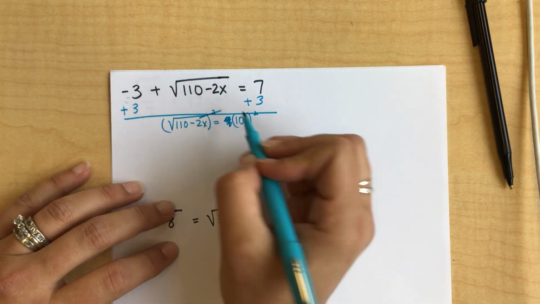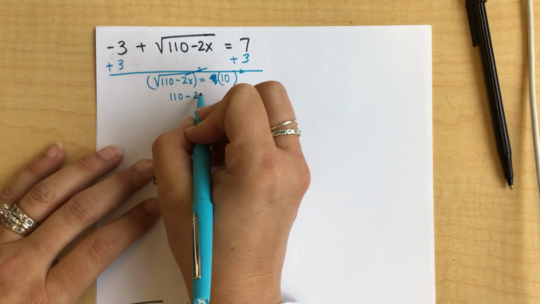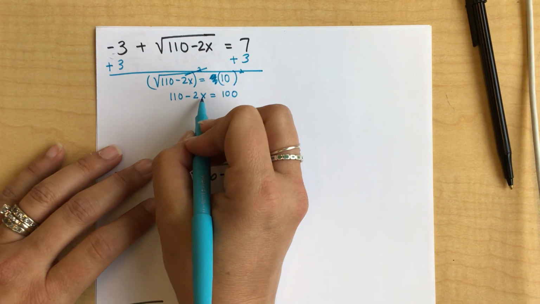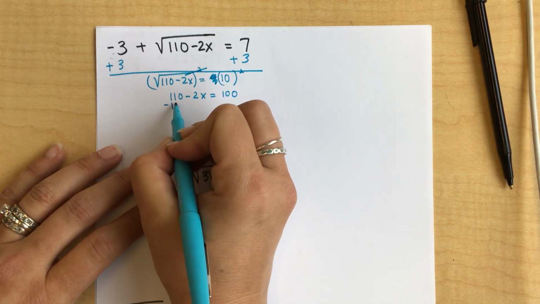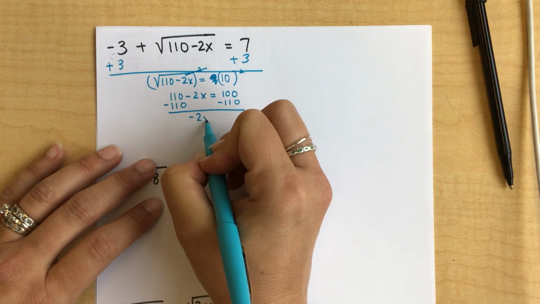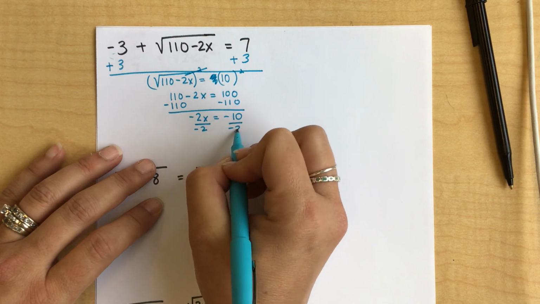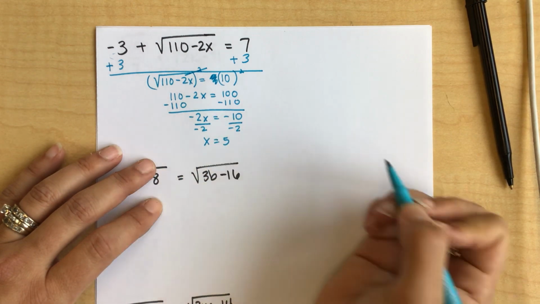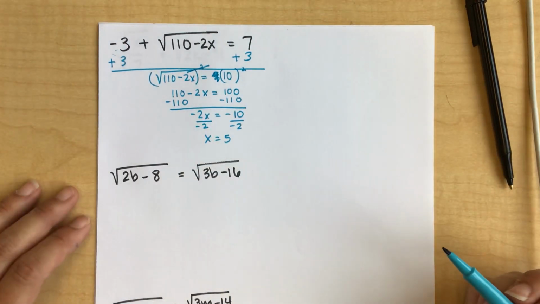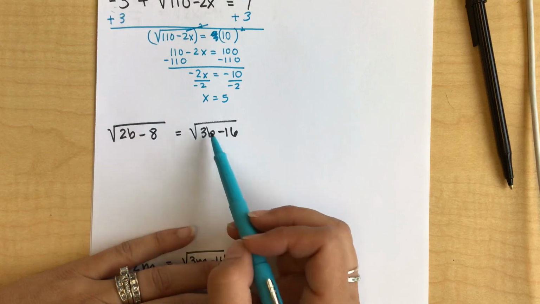So the square root and square cancel each other out. So now I have 110 minus 2x equals 100. I'm trying to get x by itself, so I've got to get rid of this 110. So subtract 110 from both sides. -2x equals -10. Divide by -2, and x equals 5. Again, substitute it back in, check to make sure that it works.